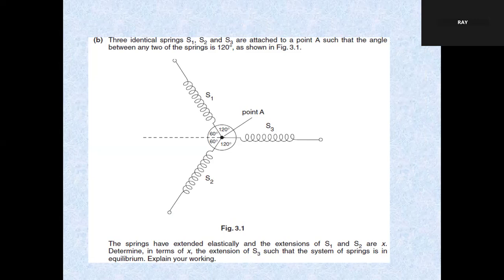Three identical springs S1, S2, S3 are attached to a point A such that the angle between the two springs is 120 degrees, as shown in figure 3.1. The springs have extended elastically, and the extension of S1 and S2 is X. Determine, in terms of X, the extension of S3 such that the system is in equilibrium. Explain your working. Yep. What is the answer for S in terms of X?